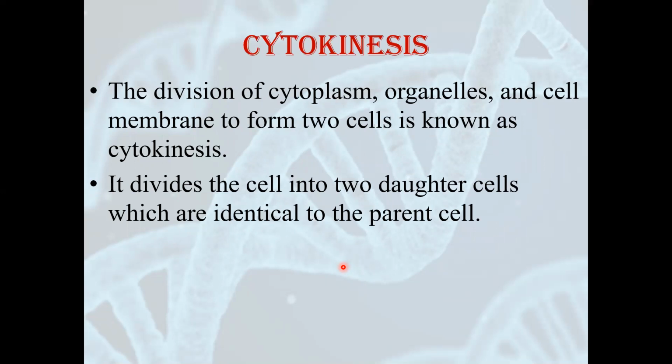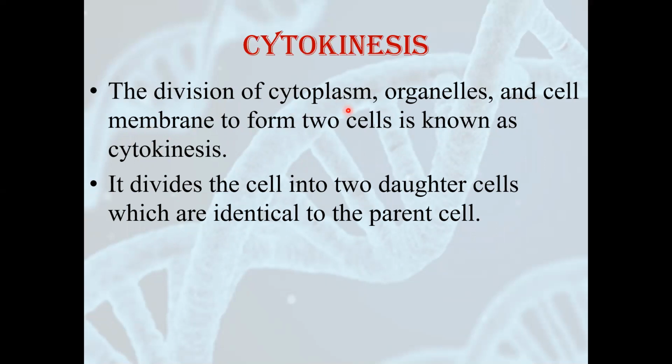Now what happens after karyokinesis? The division of cell will start. And when the cell divides, it is called as cytokinesis. The division of cytoplasm, organelles and cell membrane to form 2 cells is known as cytokinesis.